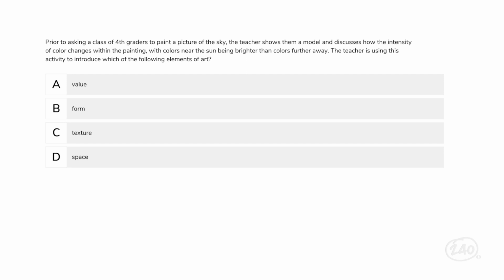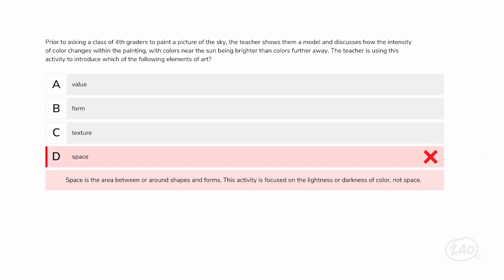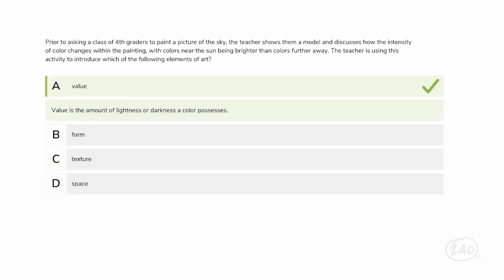Now I have to admit, my first thought was choice D, space. But when I click on that as I'm working through my study guide, I see that it's not the best choice. The best part is the answer feedback also helps me see why space is not correct. The answer is actually value, which is the amount of lightness or darkness a color has.